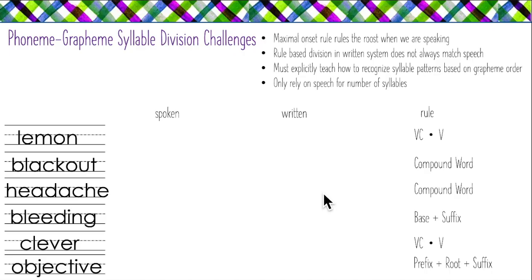And here's a good example of what happens. Lemon, this is how we say it, but this is how we break it up. If we showed it divided like this, the students are going to get incredibly confused and say, that's an open syllable. You just told me that was an open syllable. I can't do that. You've got to follow this rule here, okay?